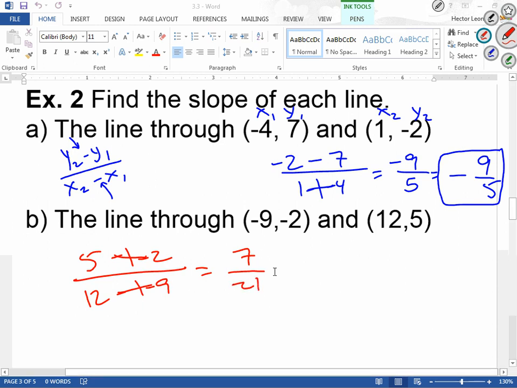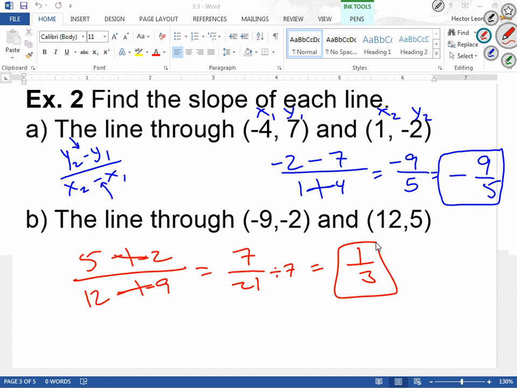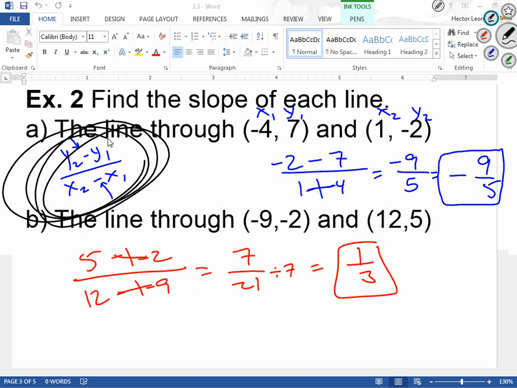Now these, I can simplify. Let me divide each by 7. So I'm going to call this 1 over 3. Positive, so 1 over 3. So whenever we have the graph, yeah, we can count the squares. When we don't have the graph, we're going to be using this formula.